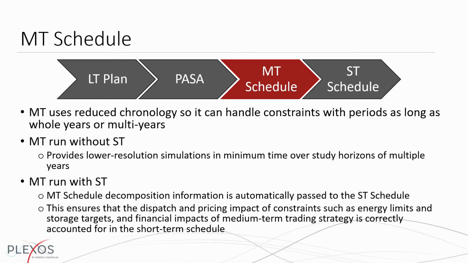If the MT is run without the ST, it provides lower resolution simulations in minimum time over study horizons of multiple years. If the MT is run with the ST, the MT schedule decomposition information is automatically passed to the ST schedule. This ensures that the dispatch and pricing impact of constraints such as energy limits and storage targets, and financial impacts of medium-term trading strategy, is correctly accounted for in the short-term schedule.